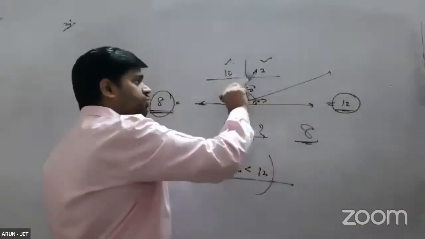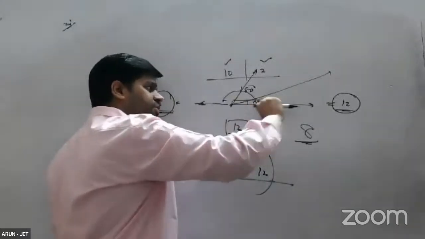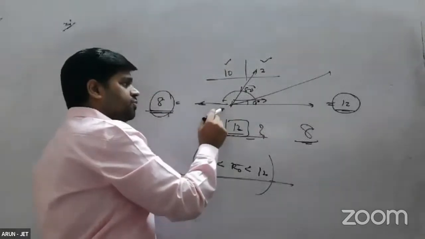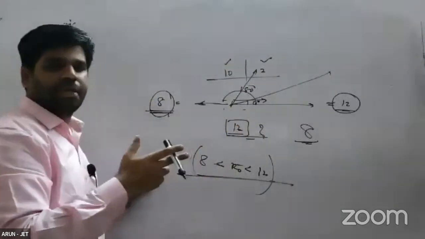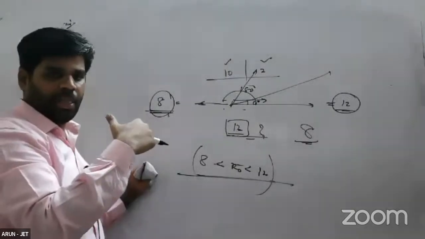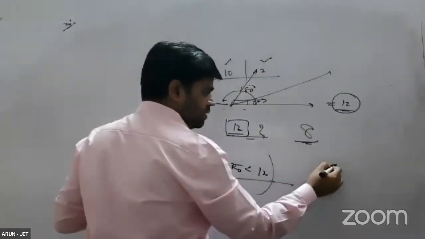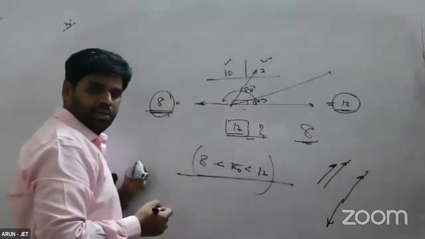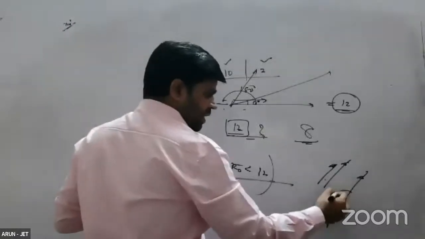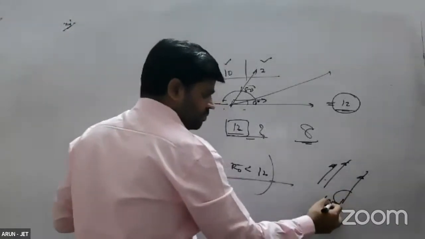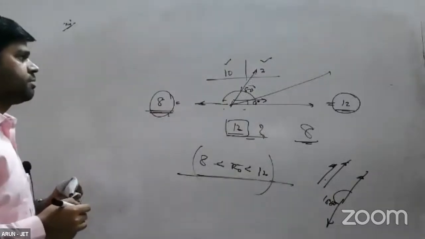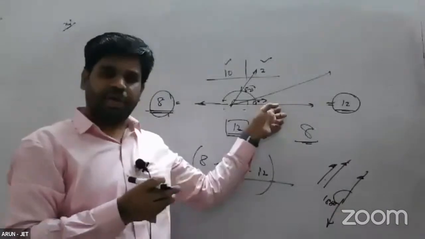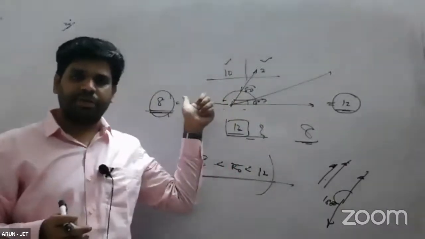For the resultant to be 12, 2 and 10 should align together and they should be parallel to each other. I'll get 12. For me to get 8, 2 and 10 should be anti-parallel to each other. Anti-parallel means the angle is 180 degrees. This is parallel. This is anti-parallel. Parallel means 0 degrees. Anti-parallel is 180 degrees. So the point is, you'll get maximum when they're parallel to each other, and you'll get minimum when they're anti-parallel to each other.